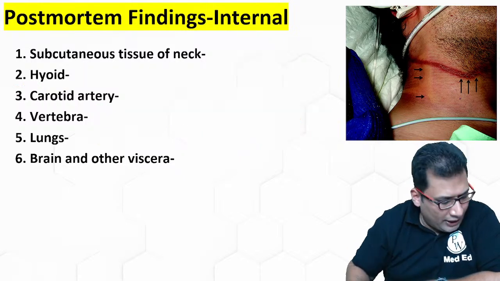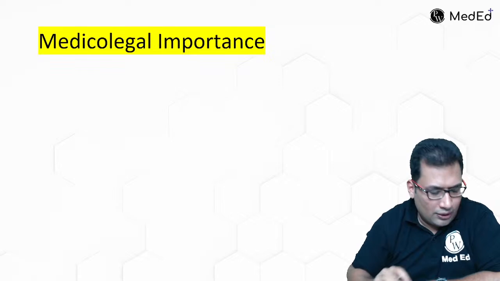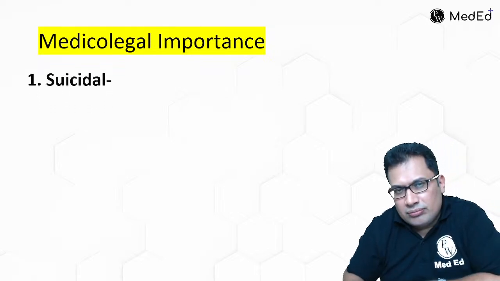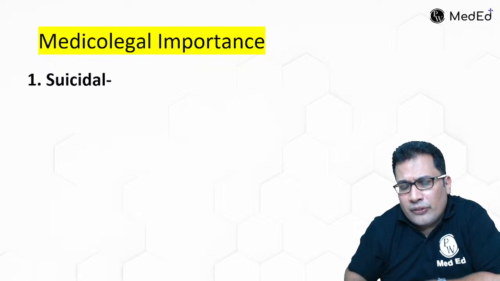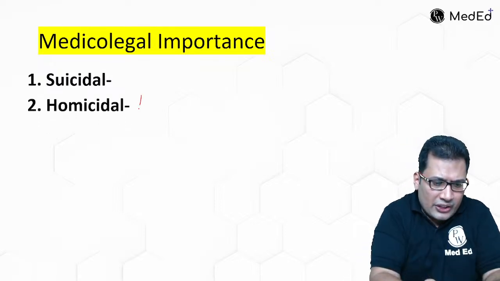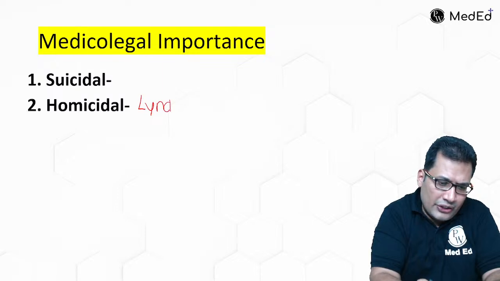So next is medico-legal importance. Medico-legal importance: already we discussed suicide. This is one of the commonest methods of suicide. Homicide, that is known as lynching, we discussed already. Lynching is nothing but homicidal hanging.